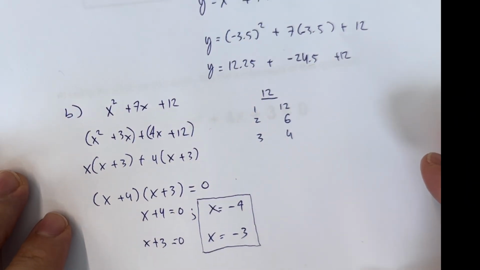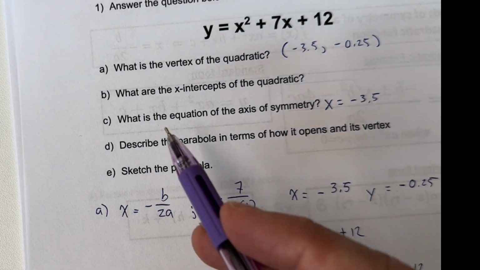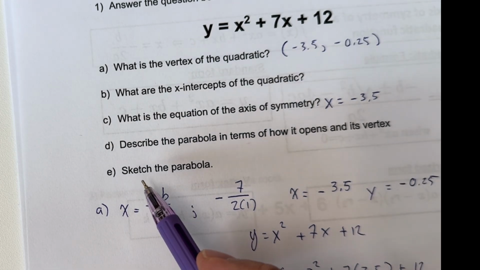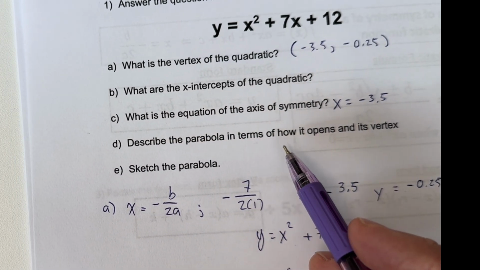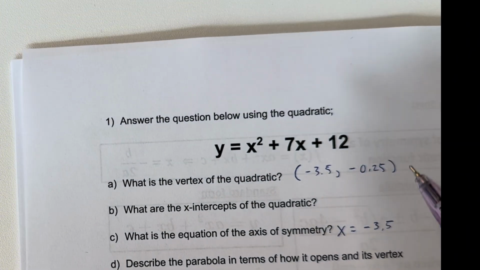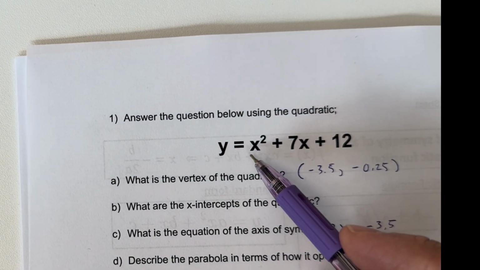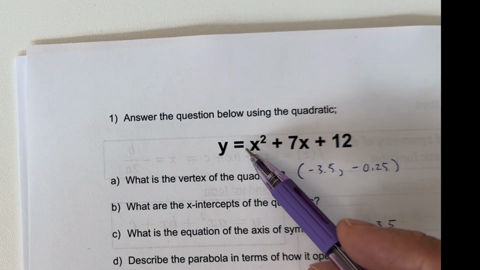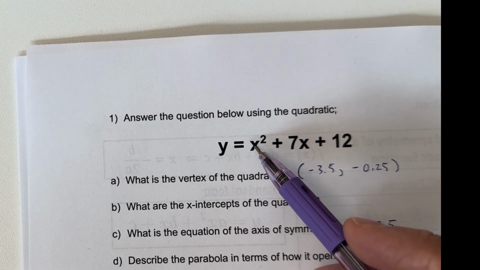Okay. Back to question C. We already did that one. Never mind. D. Describe the parabola in terms of how it opens and its vertex. Okay, so that just really comes to here. This value, the value of A, is positive.